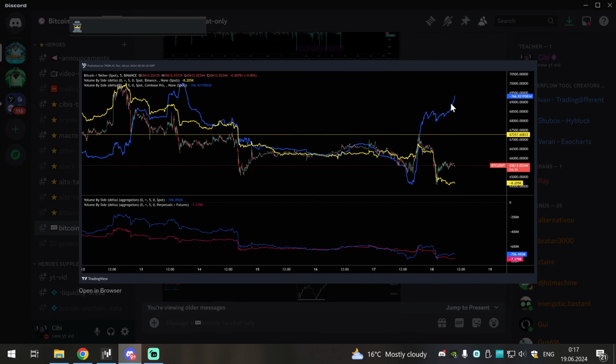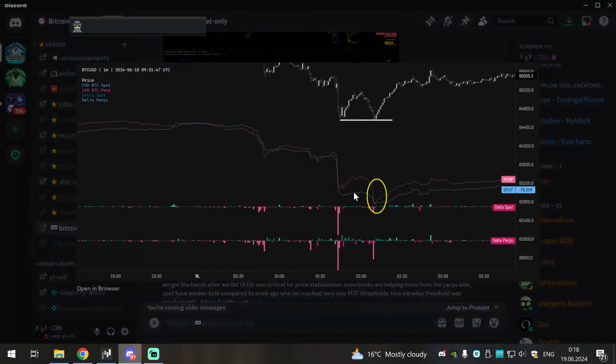Coinbase was helping us, as I was highlighting in the group. Coinbase was helping us since the past day. Very likely some ETF inflows, but Binance is still the king, and Binance was not participating. That was a worrying sign for me. Yes, and this is really also juicy.